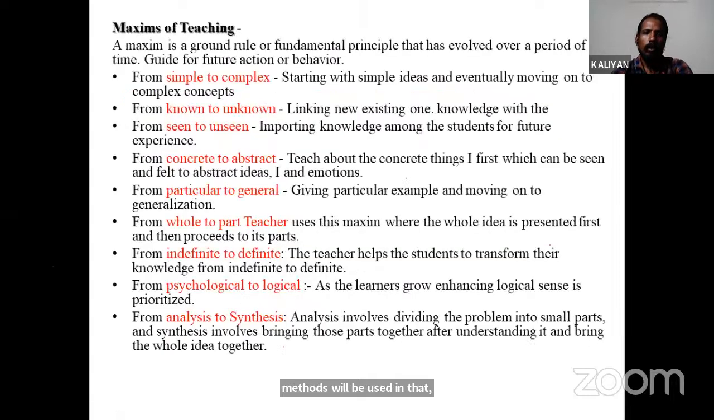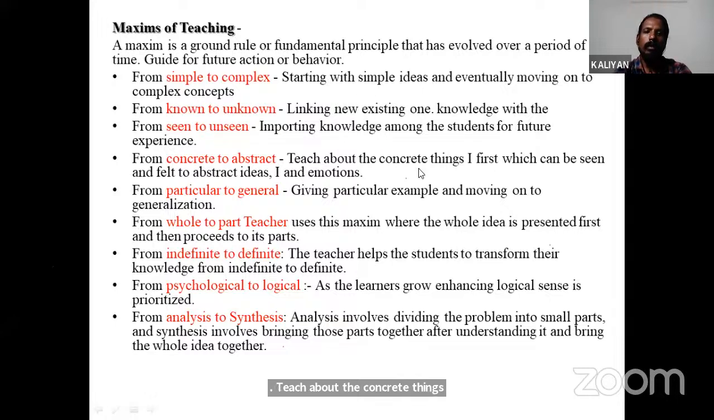So next is the maxims of teaching. Maxims of teaching, like teaching is simple to complex: starting with a simple idea and eventually moving on to the complex concept. And known to unknown, linking new knowledge with existing knowledge. And the third one is seen to unseen, imparting knowledge among the students for future experience. Concrete to abstract, teach about the concrete things.